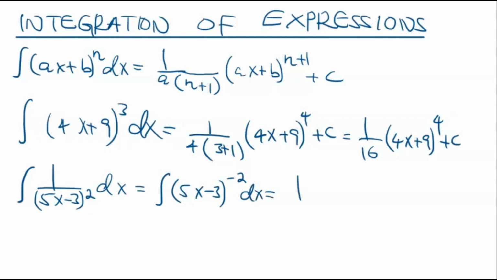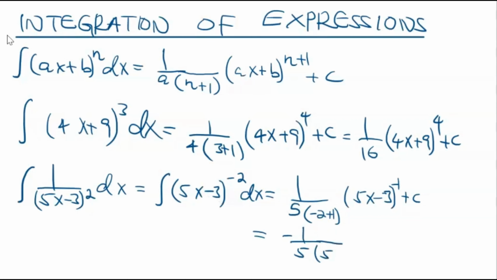So that becomes that. So 1 over, my a value is 5. My n value is negative 2 plus 1. 5x minus 3 to the power of negative 1 plus c. So that could be written as, well, that's going to be negative 1, the negative goes up. So up there. And we can make it a positive expression, so we put the whole expression on our denominator. And that is how you're supposed to be doing.